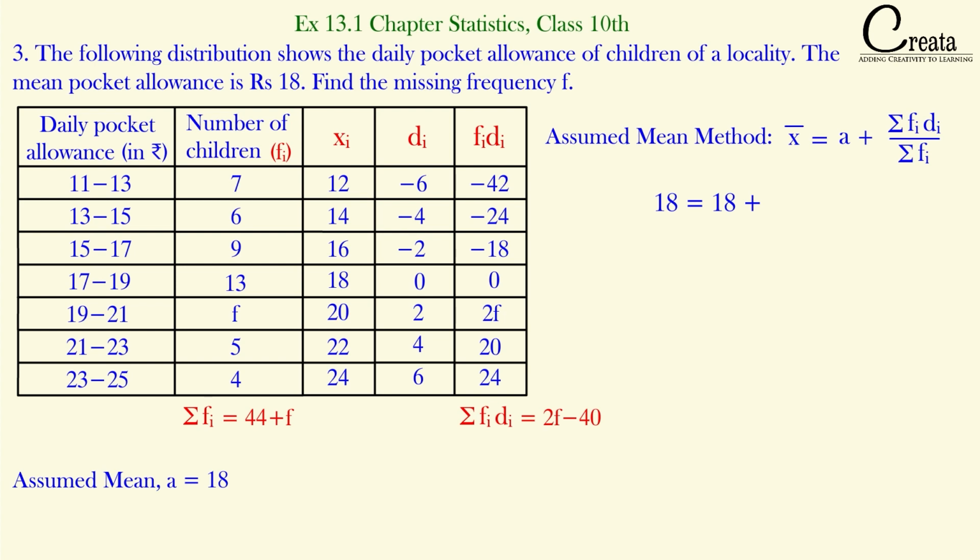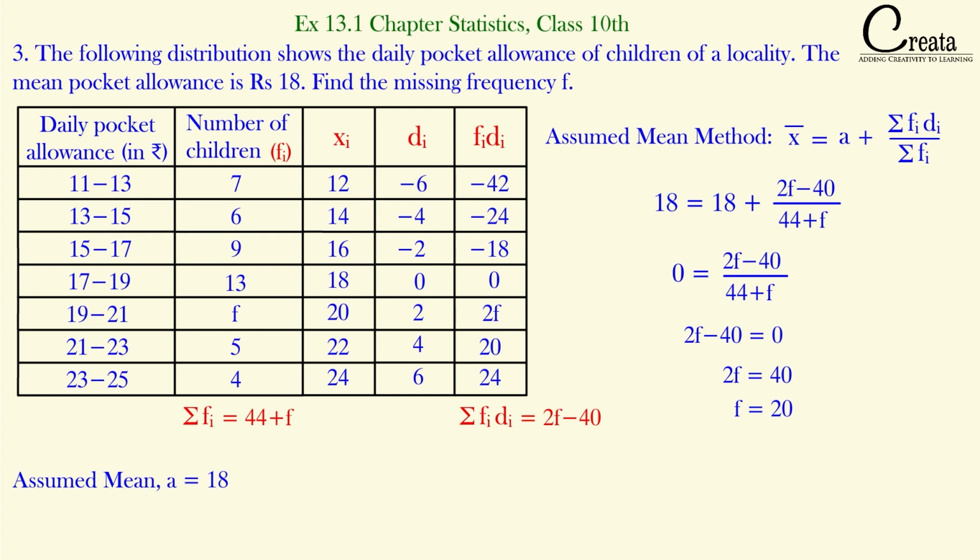For sigma fi into di, it is 2f minus 40, and sigma fi, it is 44 plus f. Let's put all the values and solve it. On solving, we got f as 20. That is the missing value. We got our answer as 20. Got it? We have used the assumed mean method, but you are open to use any of the three methods.